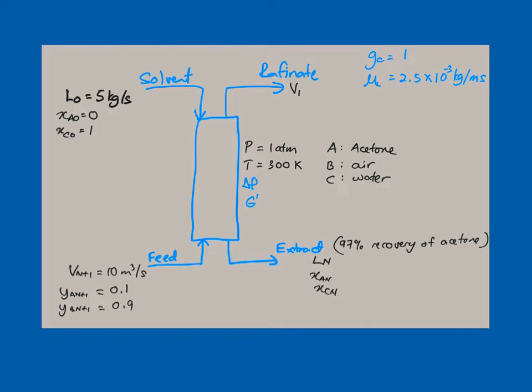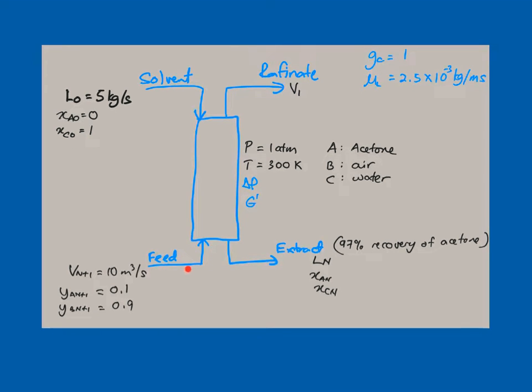In the question, we are given the operating condition of the packed tower at pressure 1 atm and the temperature is at 300 Kelvin. So in this case, we're going to assume our component A to be acetone, component B to be air, and component C to be water. From the schematic diagram, water as a solvent is fed from the top of the column, and the mass flow rate of water given here is 5 kilogram per second, and it is pure water. Therefore, the mole fraction for component C is equal to 1.